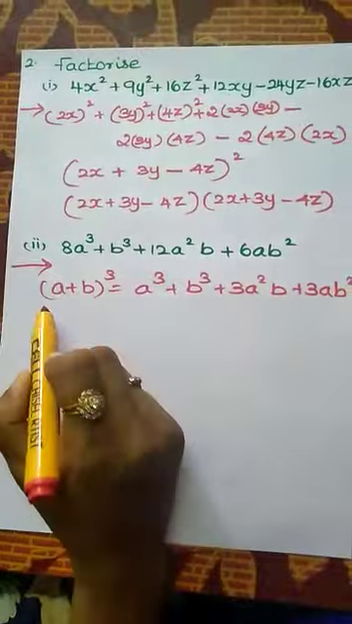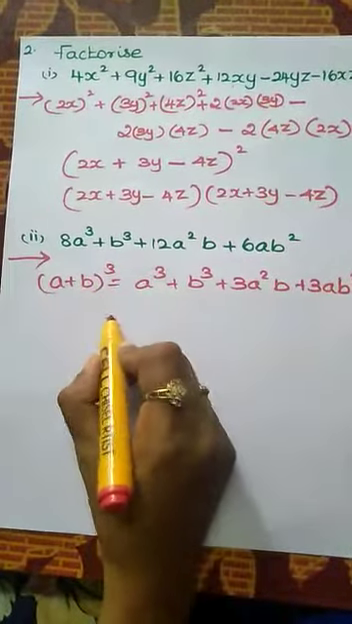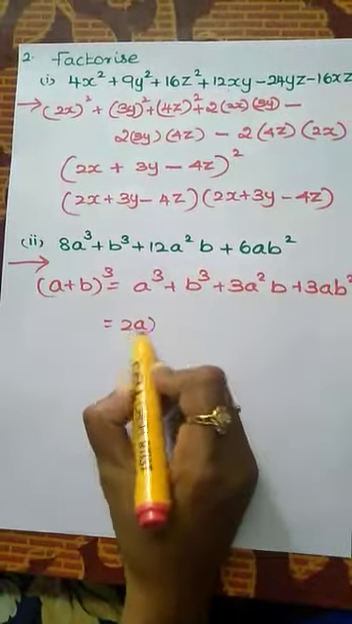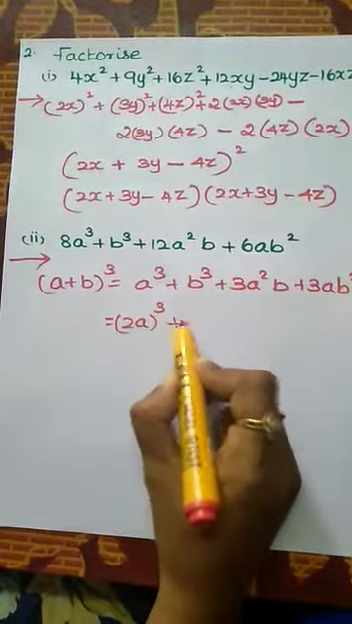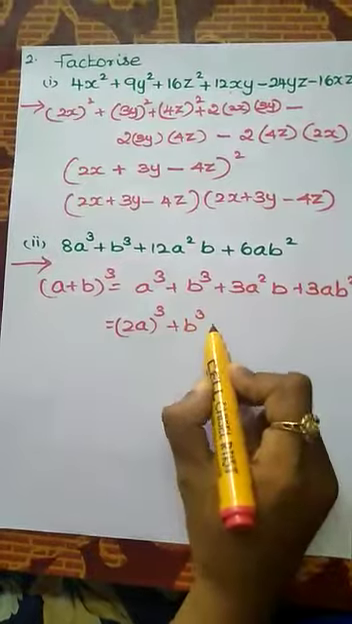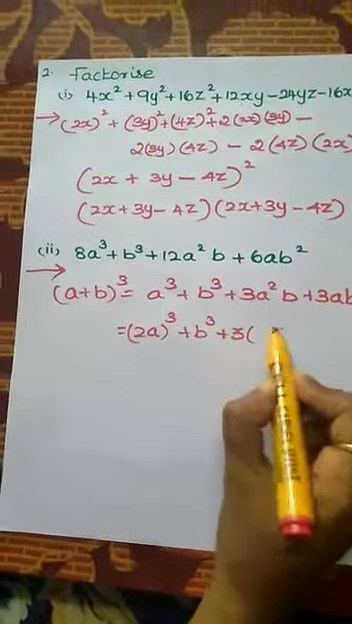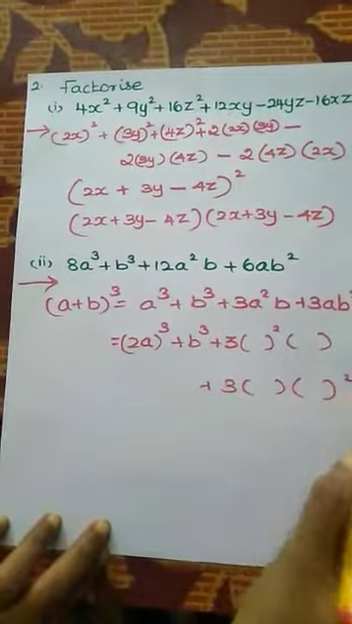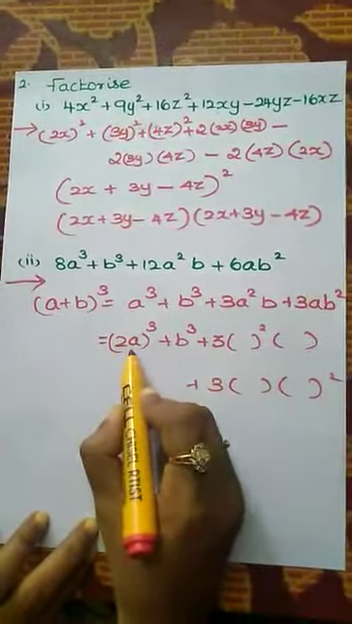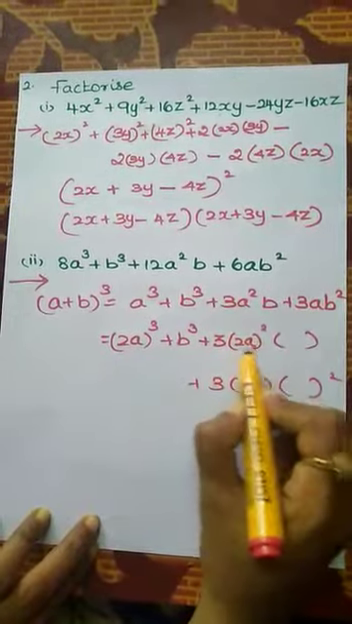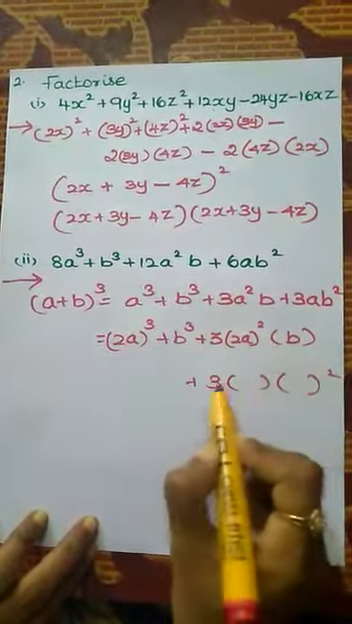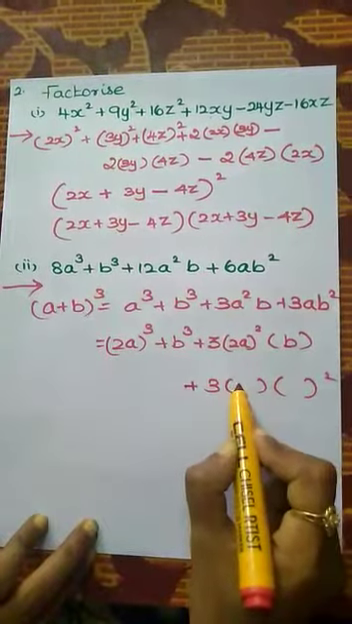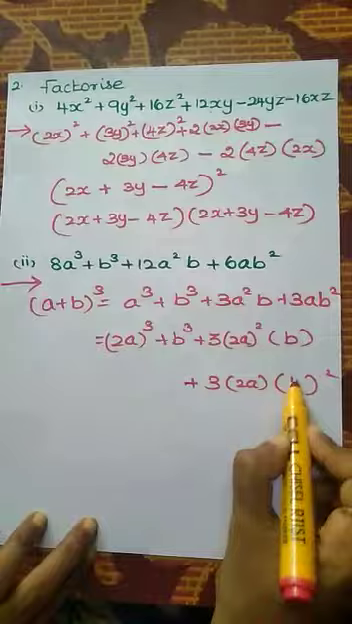We have to choose the a and b values first. How can we change? For 8a cube, the value is directly 2a the whole cube. Next, for the b value we write b cube only. The next term is 3a square b. The last term is 3ab square. Here we have already chosen 2a for the a value, so apply it here. Then the b value. The last term is 3ab square. So what is our a value? 2a. The b value is b square only.